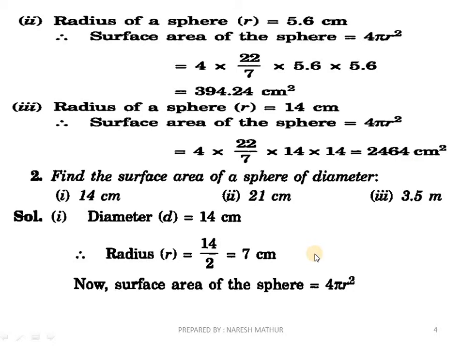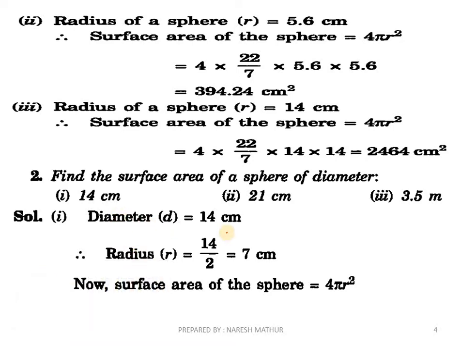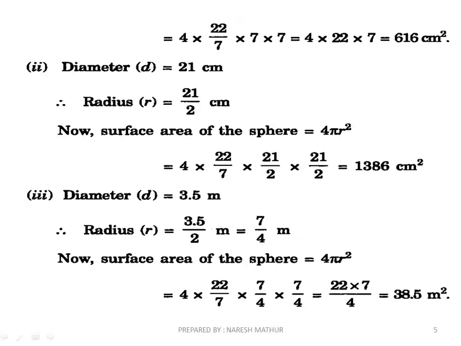In the second question, we are given the diameter of a sphere and we need to find its surface area. So it's quite simple. We are given diameter, we can get the value of radius by just dividing it by 2 or taking half of it. So diameter is given 14, so radius will be 7 centimeter. We just need to put the value of r equals to 7 in this formula and we'll get the answer as 616 centimeter square.